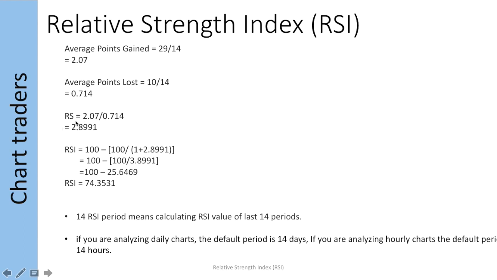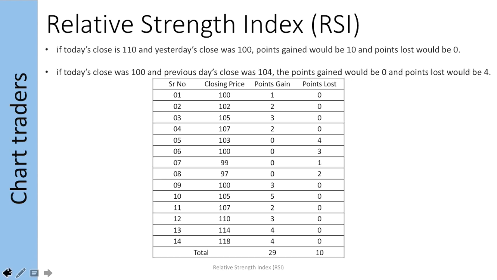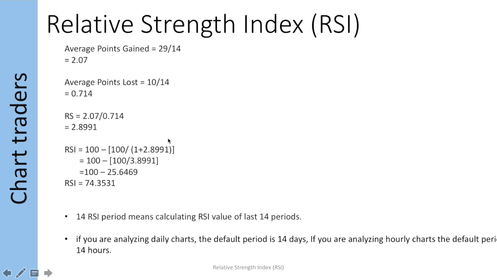Now we will put this value in the RSI equation, that is 100 minus 100 divided by 1 plus RS. RS is 2.8991. By calculating this, what will we get as RSI? That is 17.4. Here we have taken 14 days, so this is known as the 14 day RSI. The period that we consider is 14 days, so that's why it is known as 14 day RSI. If you consider 5 days closing values, then it is known as 5 day RSI.